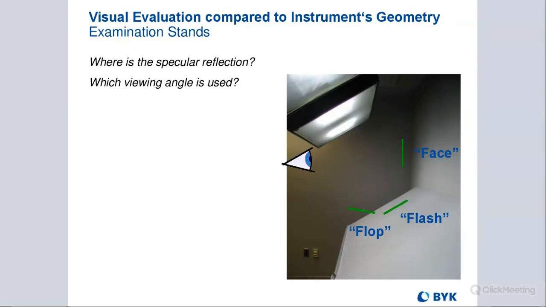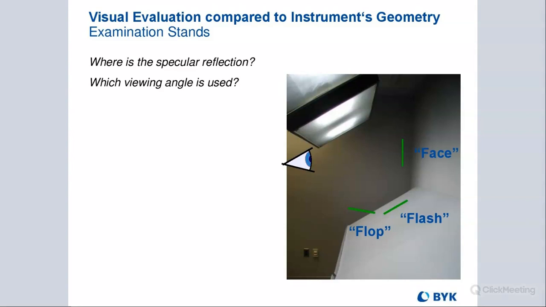So for example, this is what a lot of people use. The face, the flash, and the flop are the angles that we refer to when we're looking at things in the light booth. The face, you can see, is pretty much straight on to your viewing angle. The flash is down below, almost against the tabletop at a 45-degree angle, and the flop is actually coming away from you, the reflection of the light.